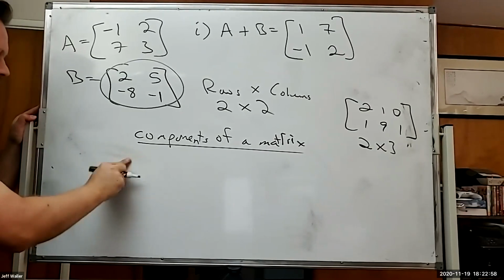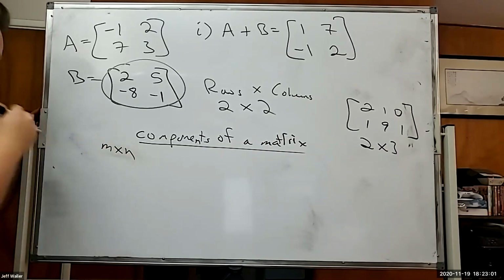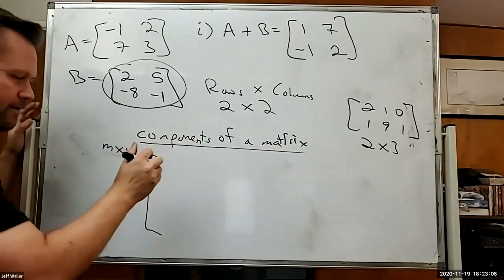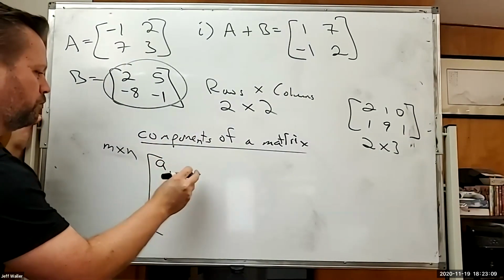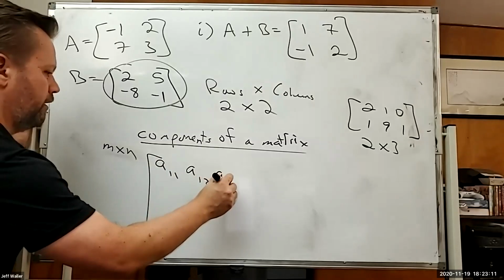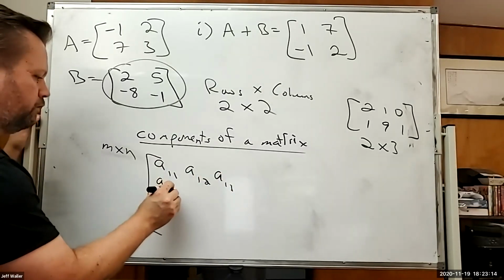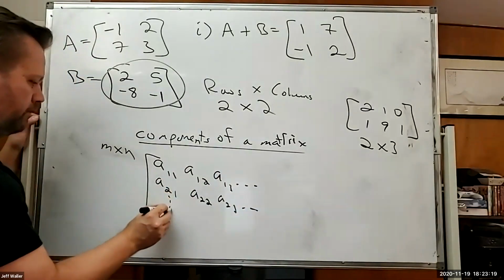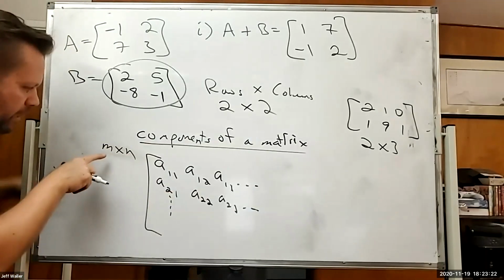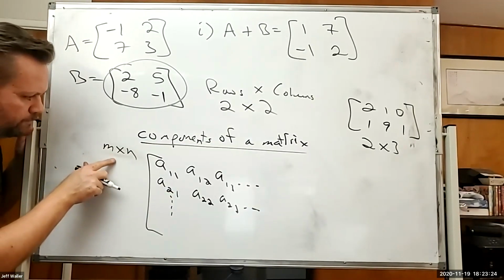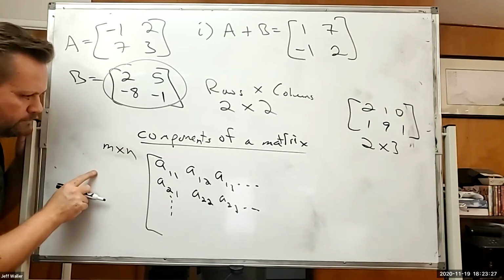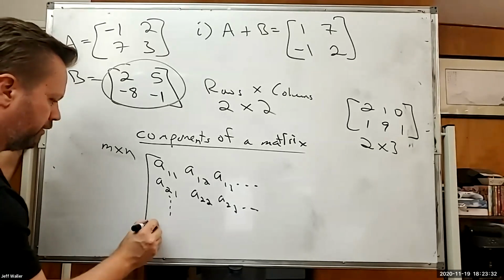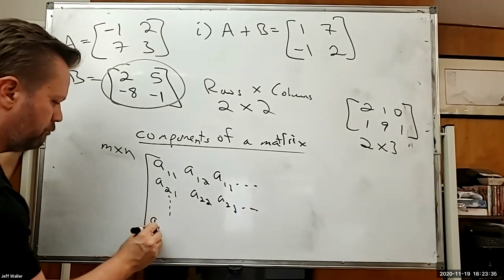Or let's not do that. Let's do M by N. All right, here we go. You ready? So this will be A11, A12, A13. This will be A21, A22, A23. All right, let's figure out what happens here. How many rows does my matrix have if it's this big? M number of rows. M rows. So the last thing in this first column will be AM1.